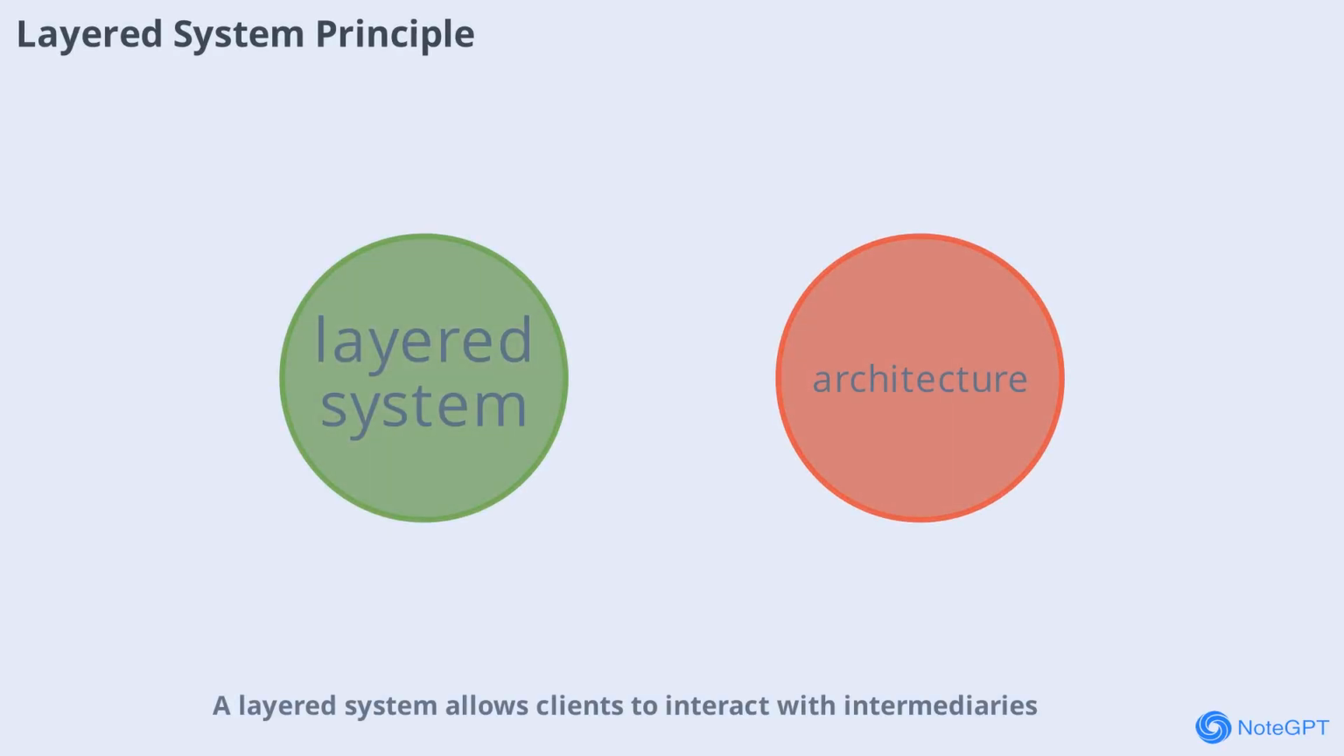Layered system allows clients to interact with intermediaries such as proxies or gateways between themselves and the server. These layers can handle security, application logic, or business rules and remain invisible to the client. This architecture enhances scalability and flexibility as each layer can evolve independently.